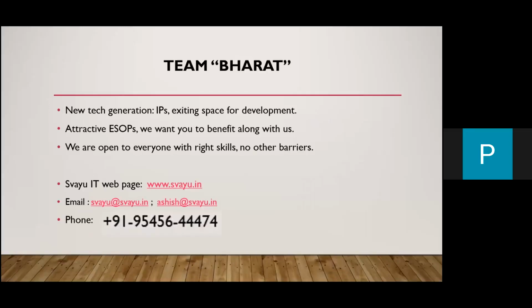So what we want is people to join what we call Team Bharat. People who will enable so-called Bharat, who's essentially tier 2, tier 3 cities, to use digital experience. New Indic users is going to be an exciting space because we're talking about a lot of people who are going to join digital services probably for the first time. So we'll be offering very attractive ESOPs, great working environment. So we want them to benefit as much as we benefit working with them. And we're open to everyone with the right skills. There are no other barriers, no other preconditions attached. So please get in touch and we hope to work with you.